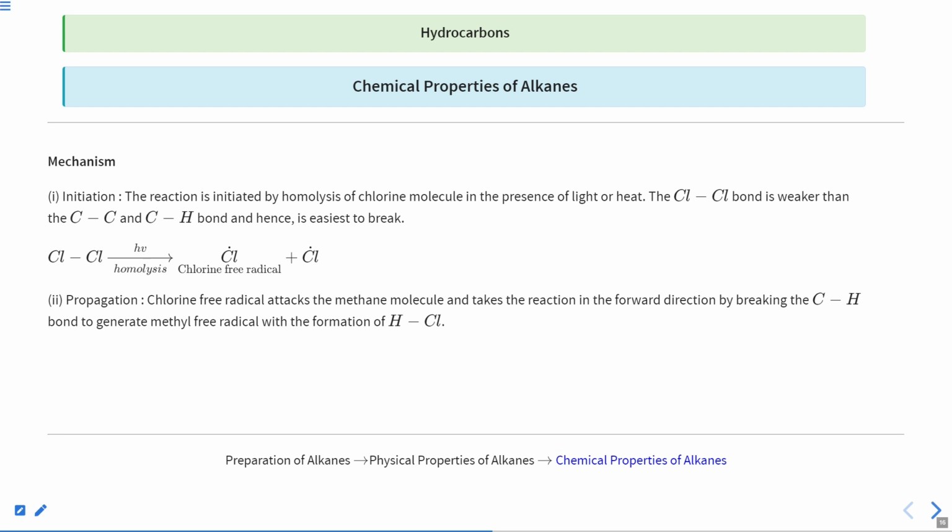So what is the mechanism of the reaction? See, the mechanism of the reaction is very important. Each and every step should be kept in your mind. So which step goes first? What happens in this step? What happens in the other step? We will see those. Okay.